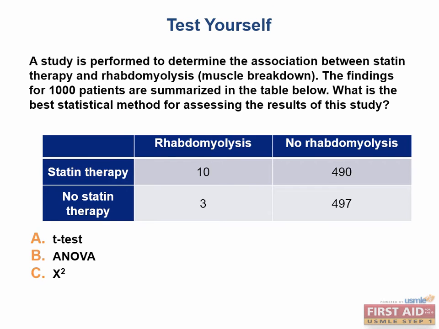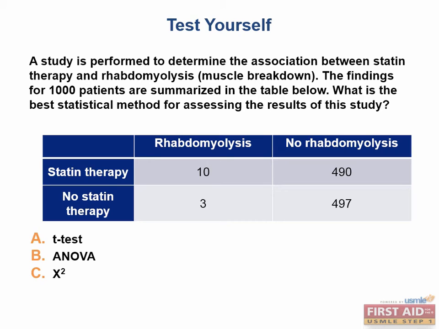A study is performed to determine the association between statin therapy and rhabdo, which is muscle breakdown. The findings for 1,000 patients are summarized in the table below. What is the best statistical method for assessing the results of this study? Notice that the patients are divided into two groups, statins versus no statin. And the outcome of interest is a categorical variable, rhabdomyolysis or not.